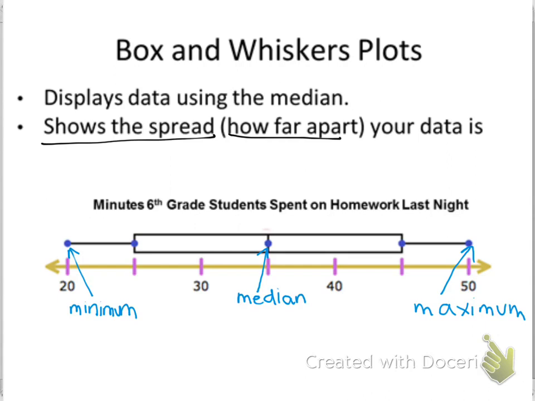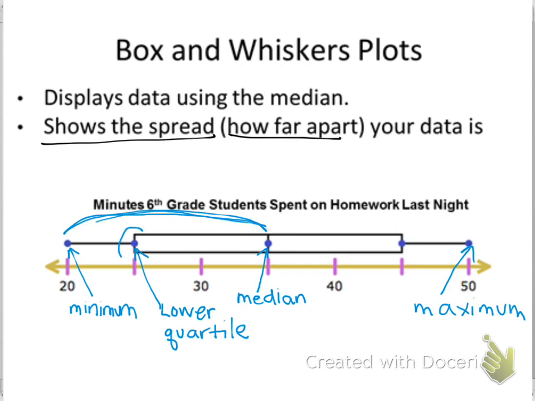All right, then we have these other 2 dots that are left. And these two dots are something new for you. This one down here is called our lower quartile. And before I explain what the lower quartile means, first you need to know that half of the students, half of the 6th graders, are in this section right here. And that means that half of the 6th graders spent between 20 to 35 minutes on their homework last night.